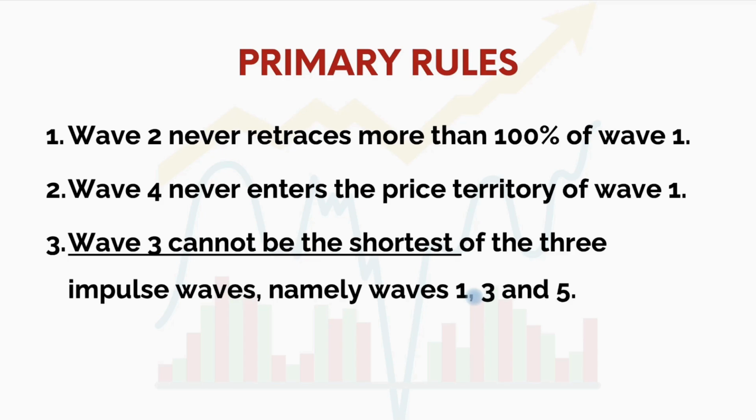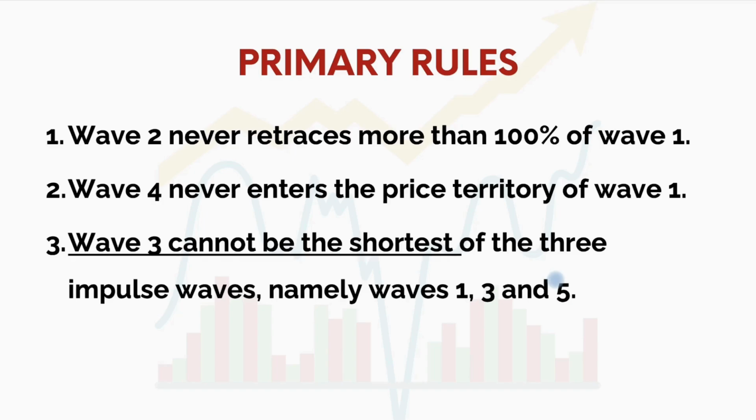The third and most important rule is wave 3 cannot be the shortest of the 3 impulse waves. We will cover what exactly an impulse wave is, but for now just understand that wave 3 cannot be the shortest of the 3 waves which move in the trend direction.